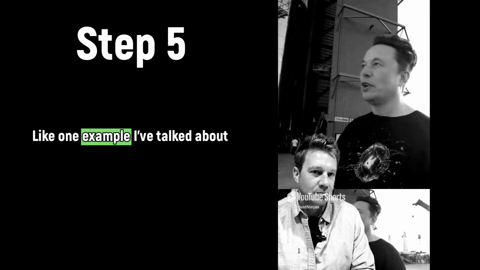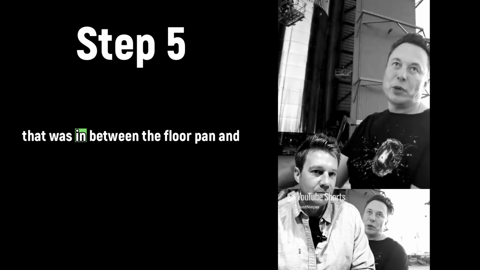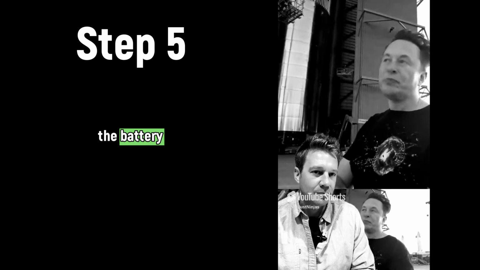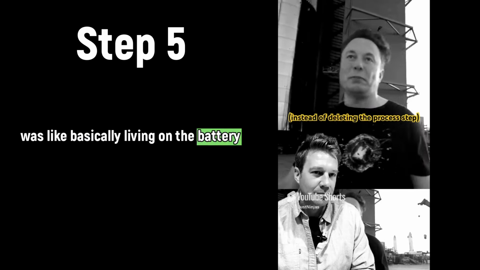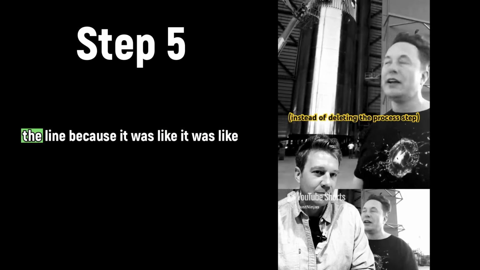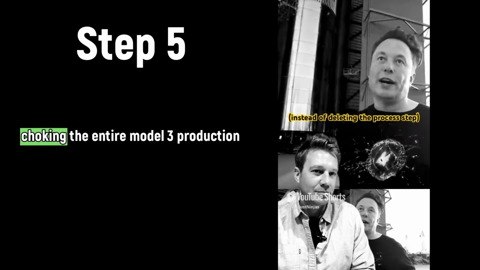One example I've talked about before is these fiberglass mats at the top of the Model 3 battery pack that were in between the floor pan and the battery. And it was at one point choking the battery pack production line, and I was basically living on the battery pack production line, trying to fix the line. Because it was choking the entire Model 3 production program. So the first mistake was we should not have... I tried to fix the automation.